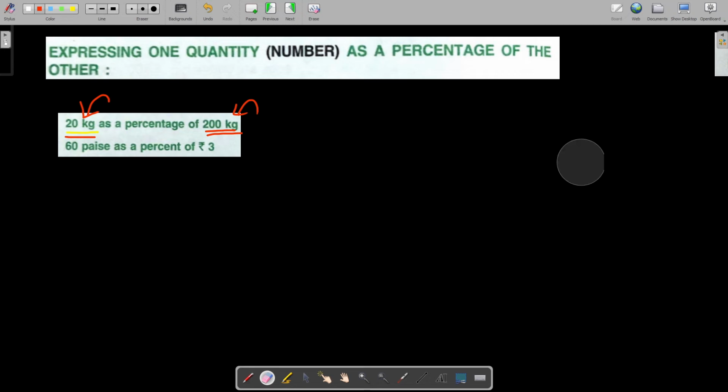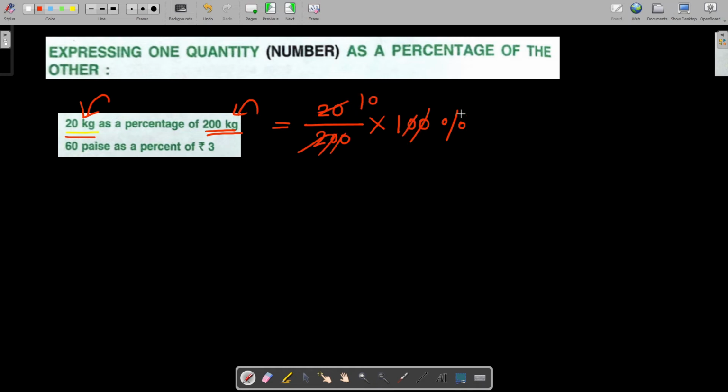Remember, both should be in the same units. Now let's try the question. It says 20 kg out of 200 kg as a percentage. So we're going to write it like this: 20 out of 200. Now what I told you, whenever we convert anything to a percentage, we'll have to multiply by 100 percent. Now let's simplify. The zeros get cancelled. 2 goes 10. So 20 kg is 10 percent of 200 kg.